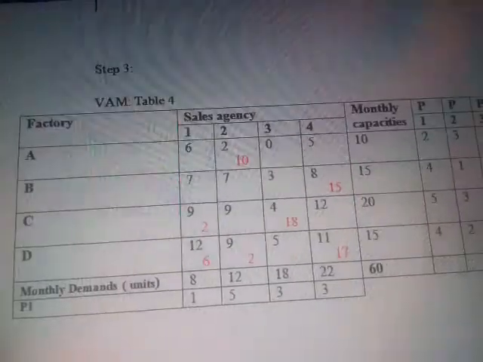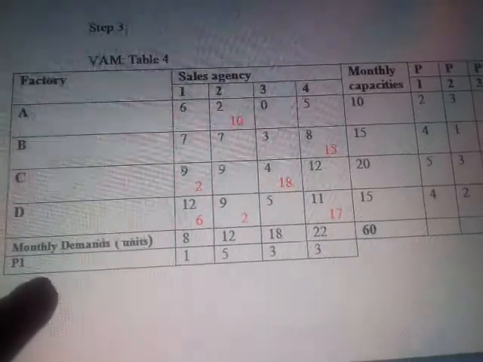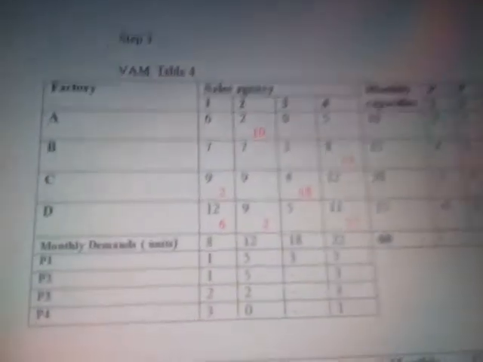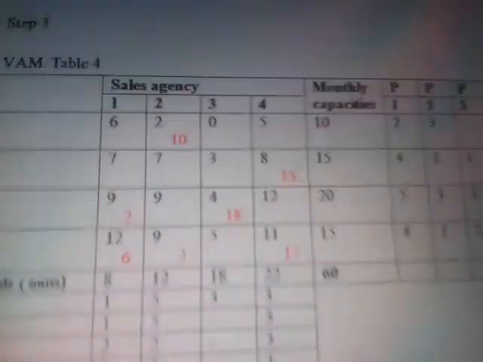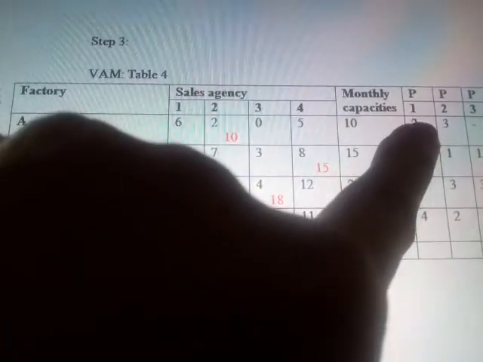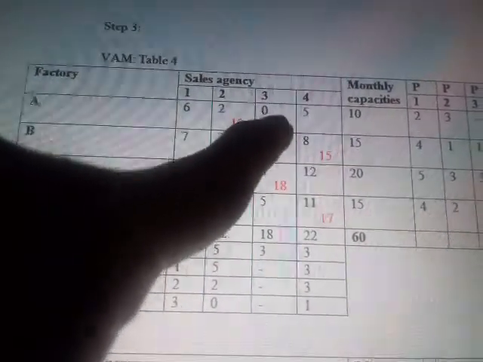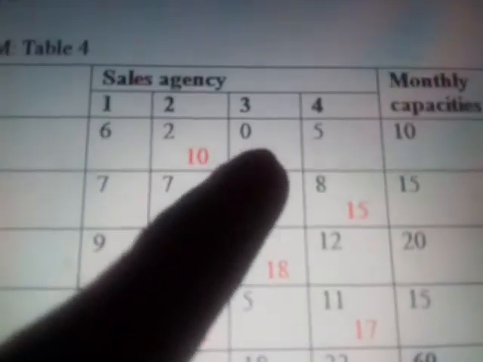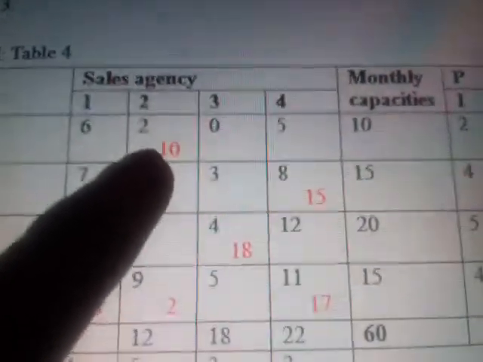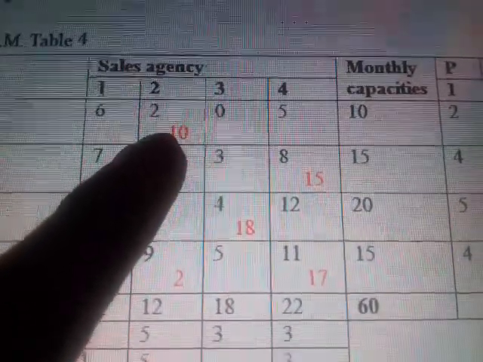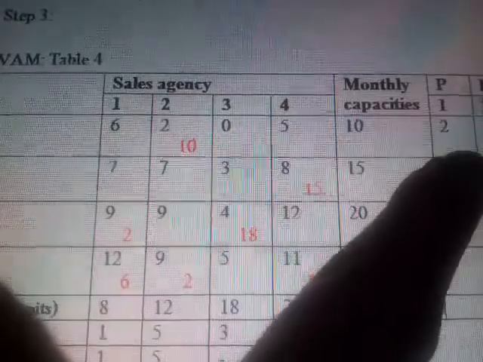The next one is VAM method, okay. Then as usual you have to do it with VAM method. VAM method is the best one compared with all other methods, okay. You know how to do VAM method. So this is VAM method. I have done penalty here, penalty 1. So how to do VAM method? Take the two least numbers in the first row, 0 and 2, okay. Subtract this one, so you will get 2, penalty 2, okay.